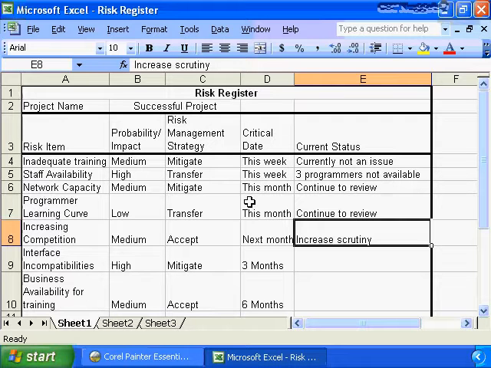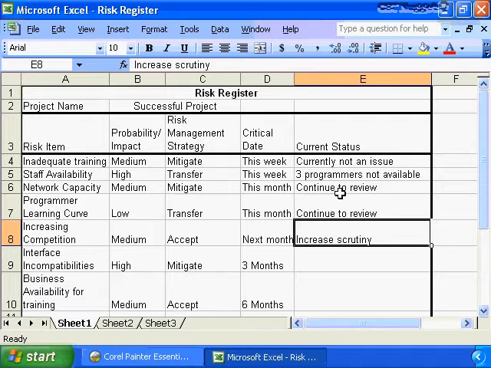Then we're looking at the ones on the near scope. The network capacity, continue to review. It's a medium, we're going to mitigate it, and sometime this month we're going to have to take action on this risk. As well, the programmer learning curve is a low, so we're not going to watch that one as diligently, but again, sometime this month we're going to have to deal with the fact whether we have a programmer learning curve or not, and in both of these instances we're continuing to review the situation.